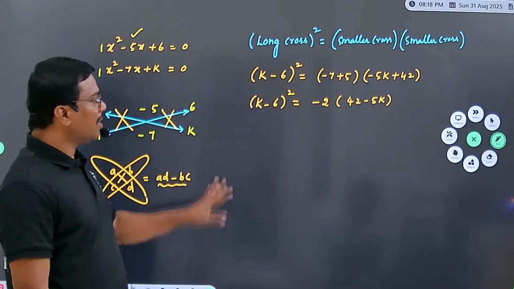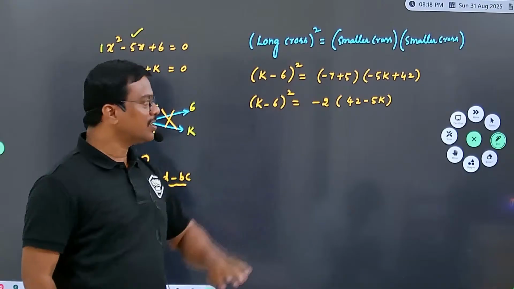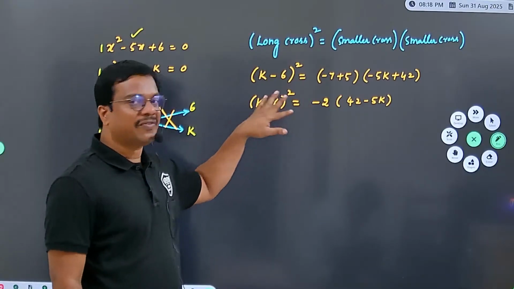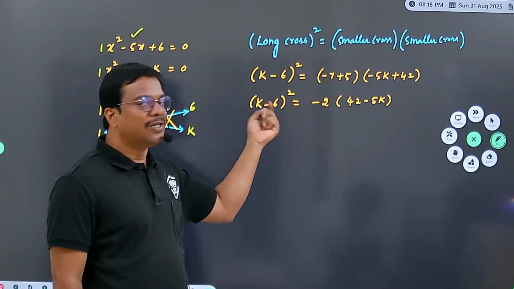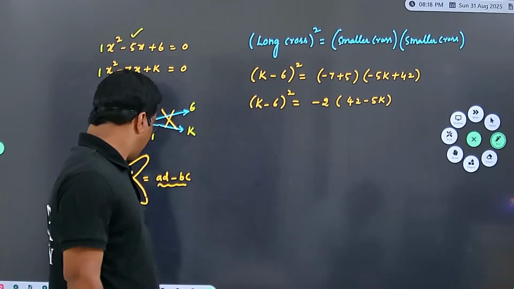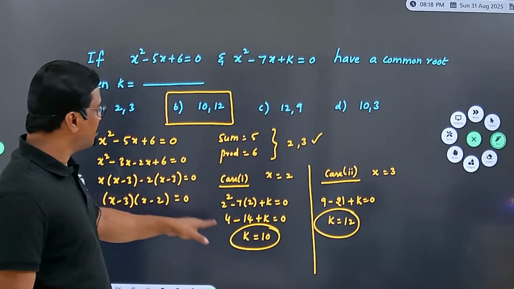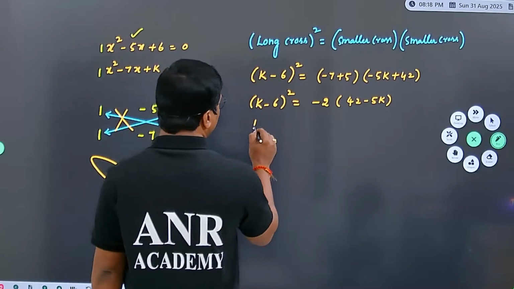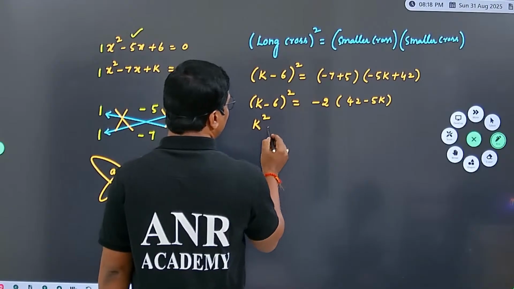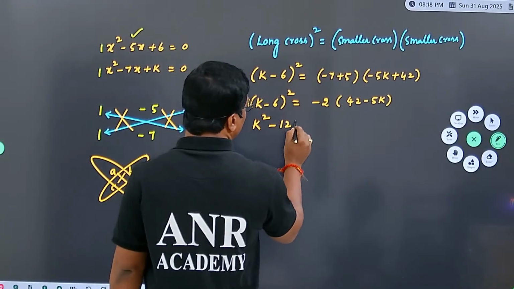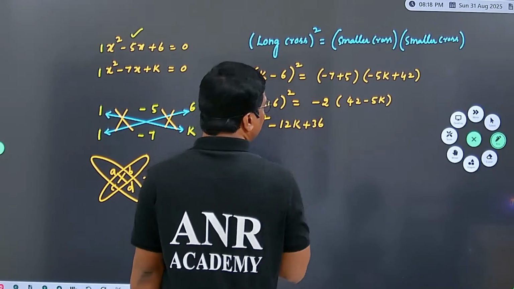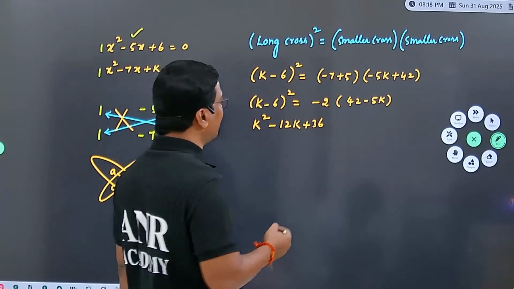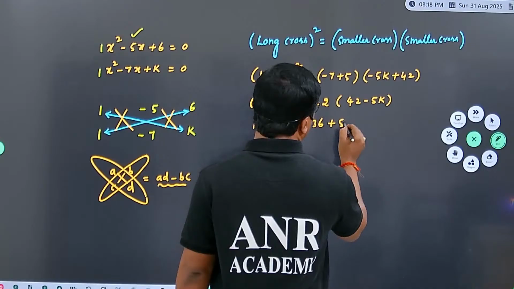Long cross whole square equals small cross into small cross. It gives a second degree equation in terms of k. You will get two values of k for this. These are the solutions automatically. Let us solve this second degree equation. A minus b whole square, a square minus 2ab plus b square. Next, 2 into 42, 84. Transfer this into the left side, plus 84.